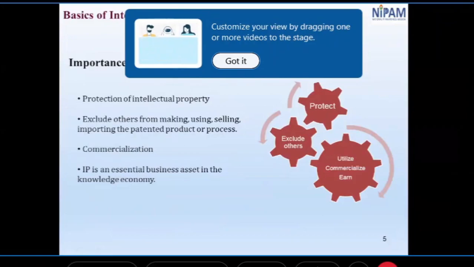So this is a business perspective. There are so many importance and benefits of registering your IP. IP is an essential business asset in the knowledge economy, and also an essential part of driving innovation. That's why it is important to get intellectual property rights registered as soon as possible. That's why this presentation is there, and that's why this awareness campaign is there.